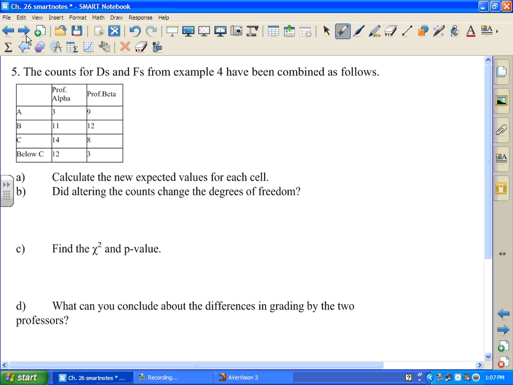Okay, so now it says calculate the new expected values for each cell. So go back to your matrix. Is it a different size? Yep, now it's a 4x2. Type those in. See, now I don't have a calculator. Well, before we do that, do you want to tell me the chi-squared and the p-value?